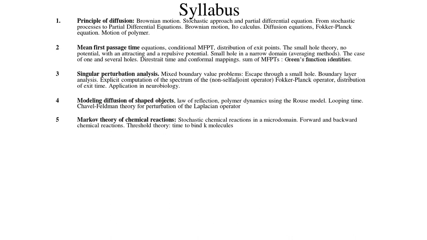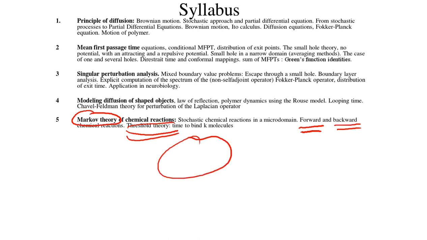Then we will focus on the theory of Markov chains to describe chemical reactions, and we will use the narrow escape to define the forward rate and the backward rate. I will also explain the threshold theory, which is what we just discussed before: how long it takes if you have several sites for, let's say, the probability or the mean time for the site to contain one relevant molecule that can interact.